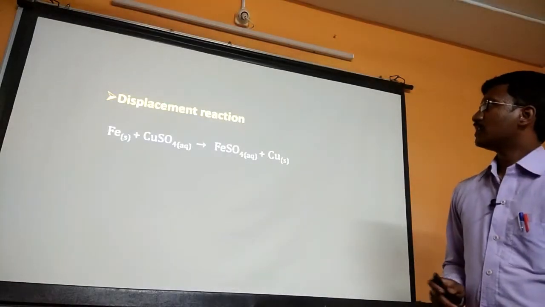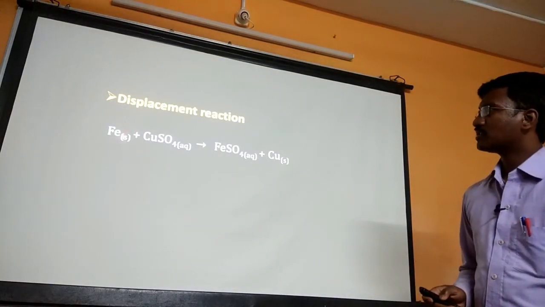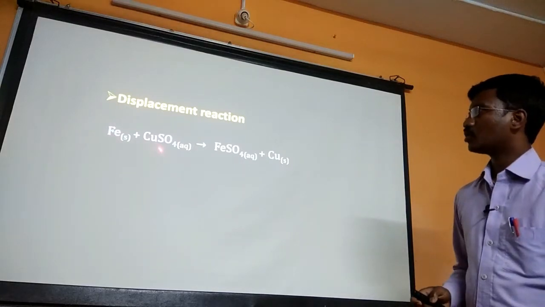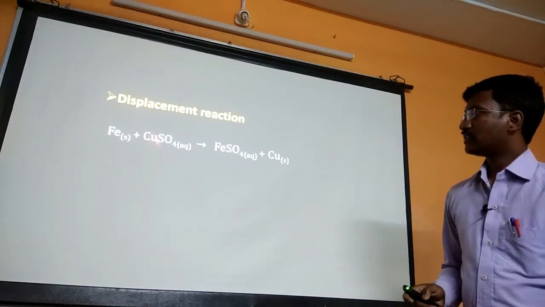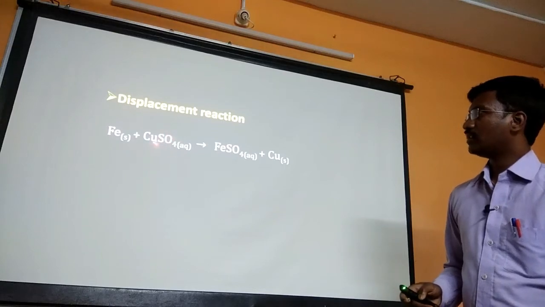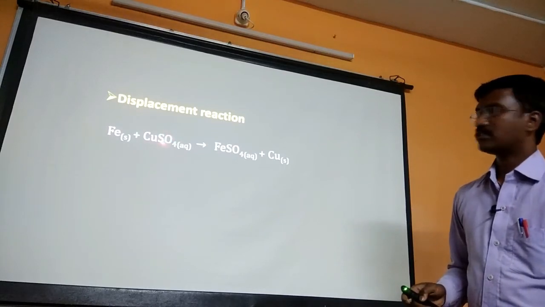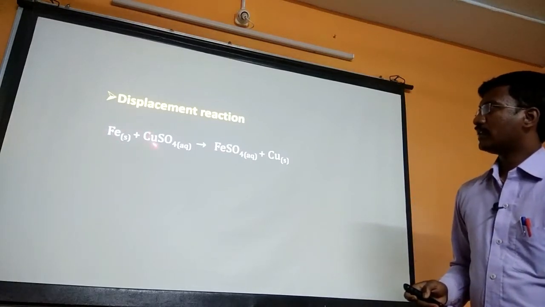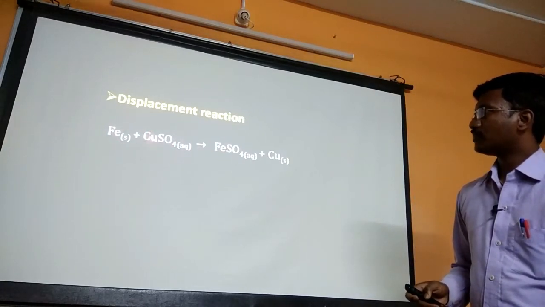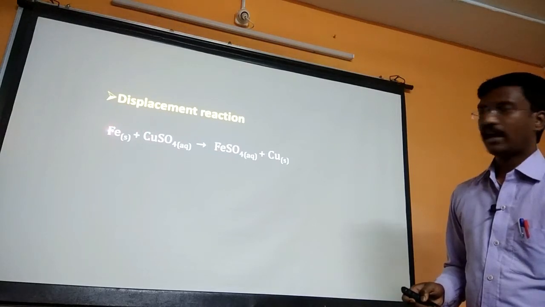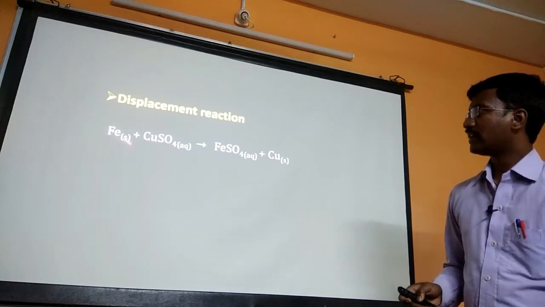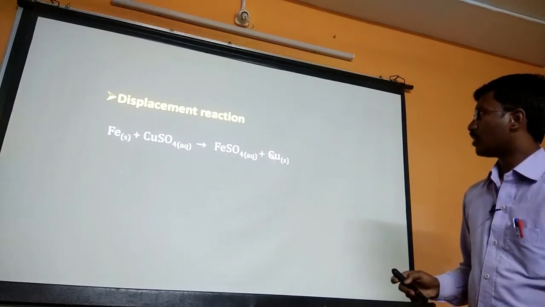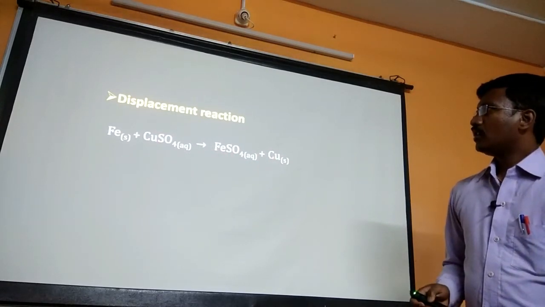The next one is displacement reaction. Displacement reaction is nothing but in the reactant we should have one single metal, and another one should be a compound. This is the cation, this is the anion. If the cation and anion are together, it is called a compound. Here iron is going to react with copper sulfate, where the metal is replaced by the iron. Copper is replaced by the iron, therefore copper sulfate is converted to iron sulfate and copper comes out.